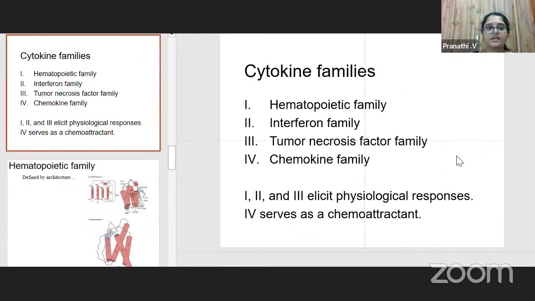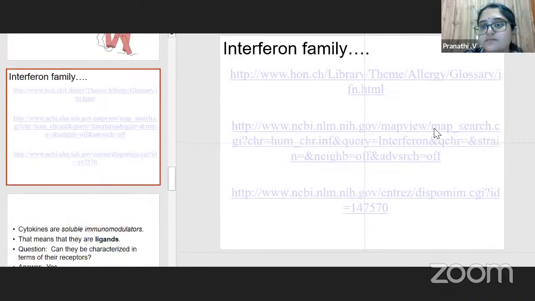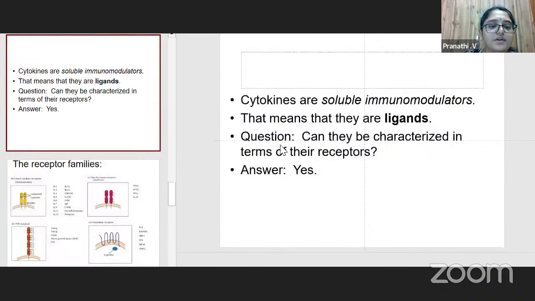So when it comes to the different families present in the cytokines, you have the hematopoietic family, interferon family, tumor necrosis factor family, and the chemokine family. All right. The first thing is your hematopoietic family, which has interleukins 2 and 4, based on how it looks and how it is present as such. And they are all immunomodulators. They modulate how much immune reaction should take place.